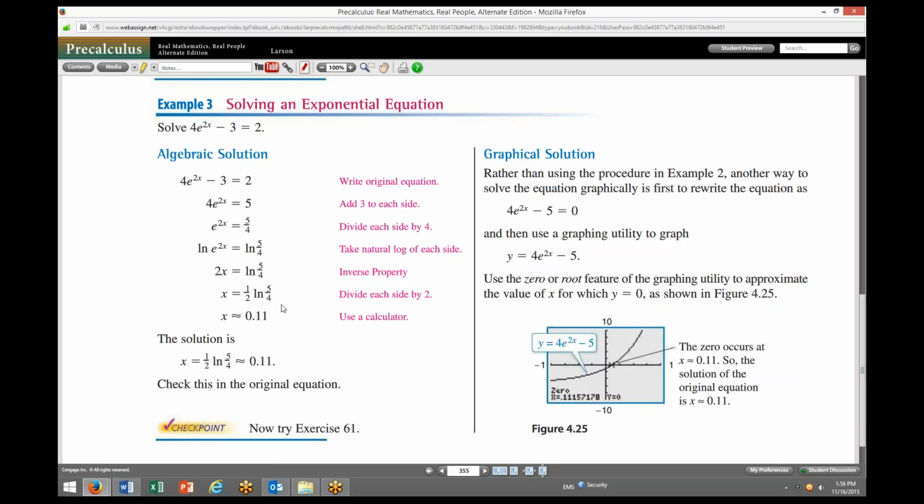And so you might be thinking about your log properties. It is true that x is also equal to the natural log of 5/4 to the 1/2 power, in other words, the square root of 5/4, and that is true. You're going to get the same answer. But you can leave the 1/2 just out here as a coefficient. So then all you have to do is find out what's the natural log of 5/4, take 1/2 of that, and round it to the required number of decimal places, in this case 2. X turns out to be approximately 0.11. And again, you could take that and plug it back into the original equation for x, and you would come out with the left side being very, very closely almost equal to 2.